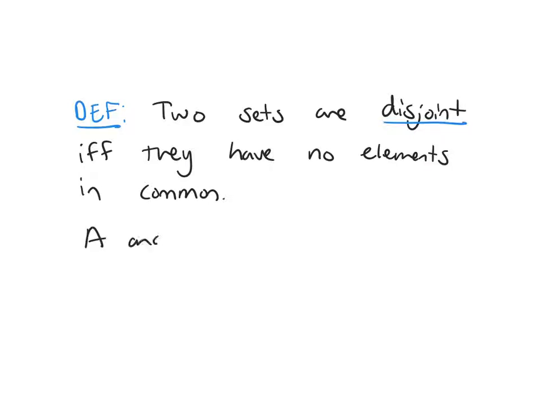So A and B are disjoint if and only if, when I take their intersection, I get the empty set. They have nothing in common.